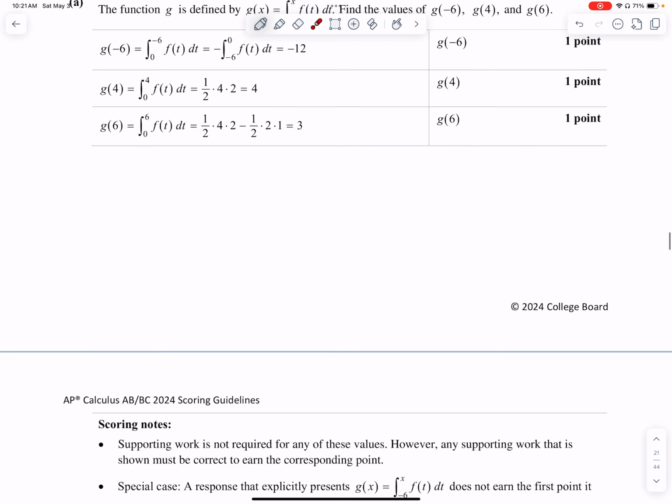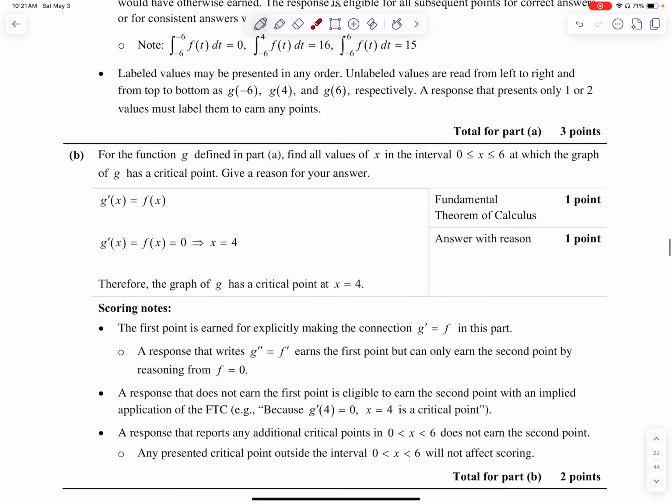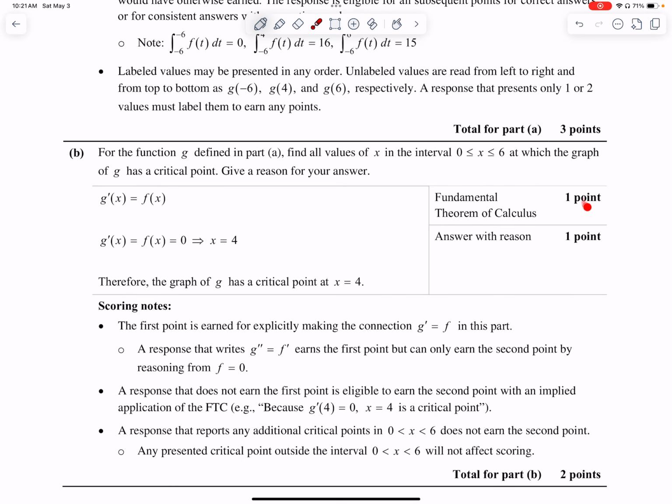All right, now let's look at part B. Part B, it was 2 points. Fundamental theorem of calculus. Well, would you look at that? So connecting that g prime of x is equal to f of x, and then having our answer with reason.